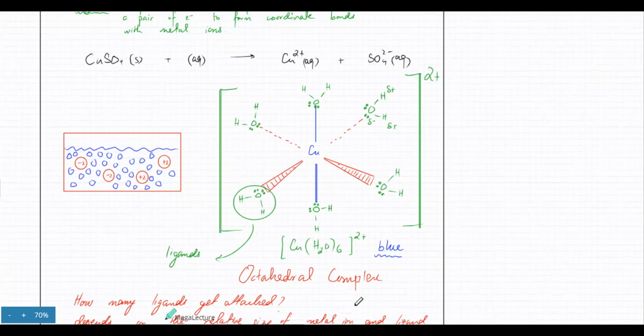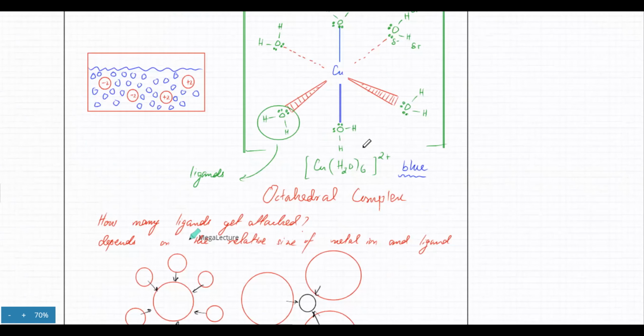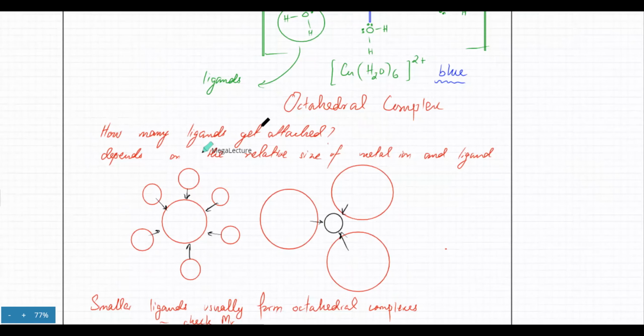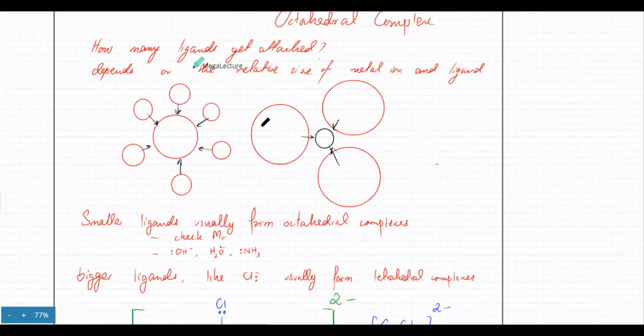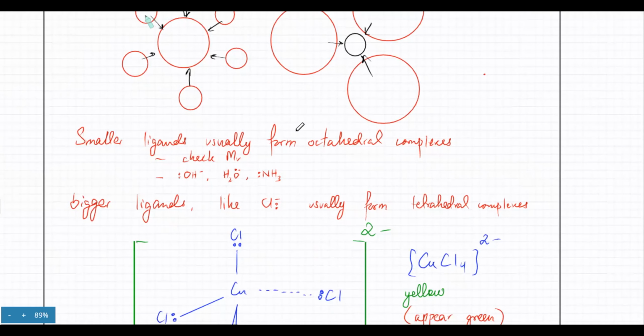and it was called an octahedral complex. Why? Because there were six water molecules getting attached. We also figured out how we work out how many ligands get attached. The answer was that smaller ligands, for example water and NH3, are smaller in size, so you have six of them getting attached.